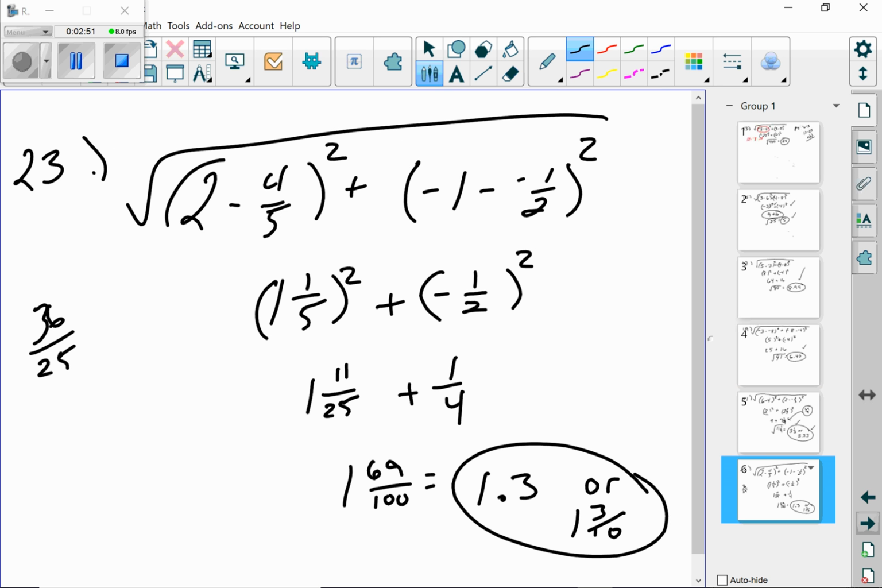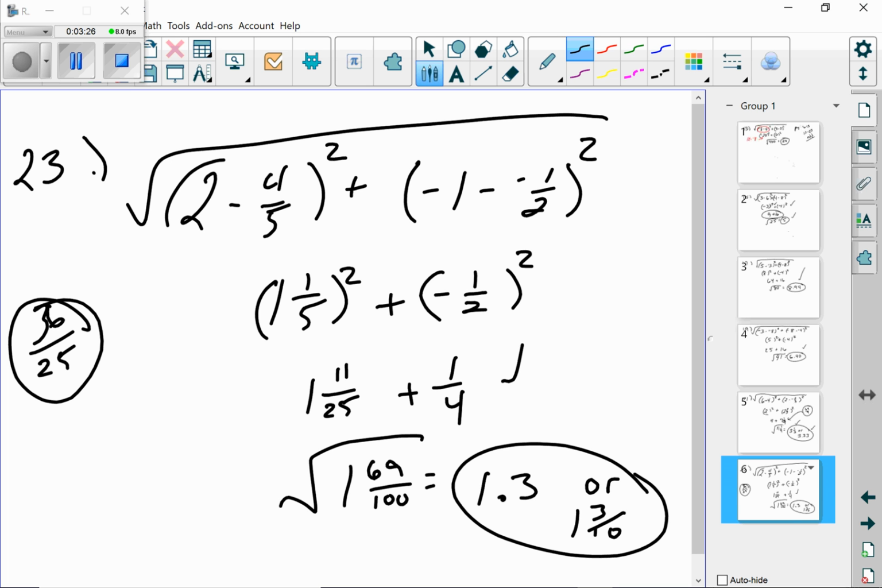23. Last problem. I did this for you in your notes. I helped you out on this one, but I'm just showing you the same stuff we had yesterday. 2 minus 4 fifths is 1 and 1 fifth. Negative 1 minus negative 1/2 makes negative 1/2. Square 1/2, you get a 1/4. You square your 1 and 1 fifth, you get 36 over 25, which is 1 and 11/25. Add those together. I think we said it was 1 and 69 100ths, which does square root to 1.3 or 1 and 3/10. Okay.